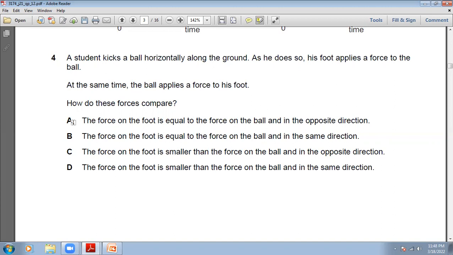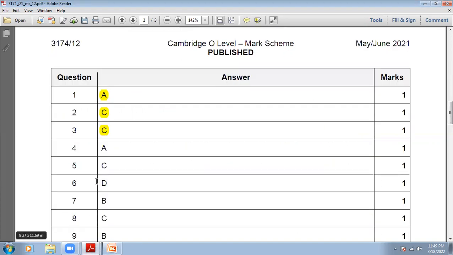This is the pair of Newton's third law. The forces of Newton's third law should be equal in magnitude, opposite in direction, plus they act on different bodies. So I think the force on the foot is equal to the force on the ball and in the opposite direction. So we think A is the choice. Question number 4, I think A is the right choice, sir.